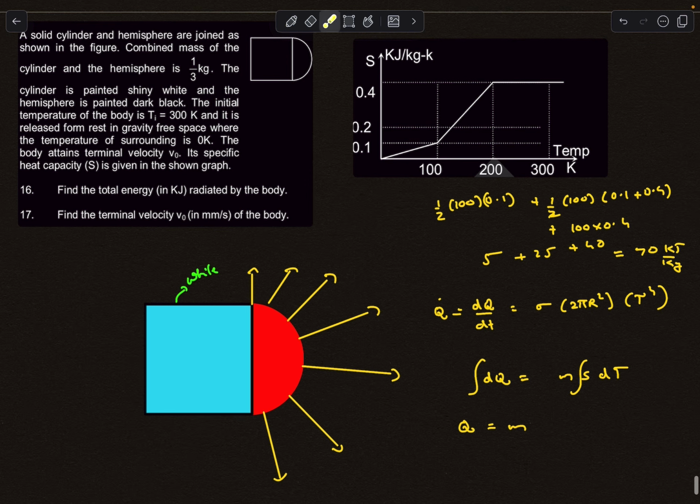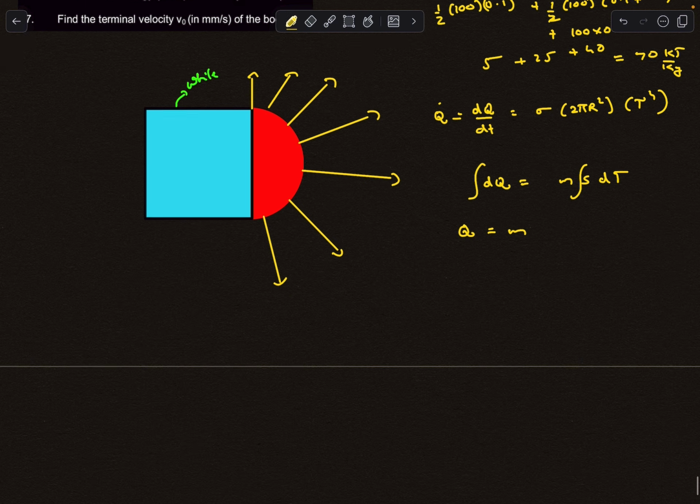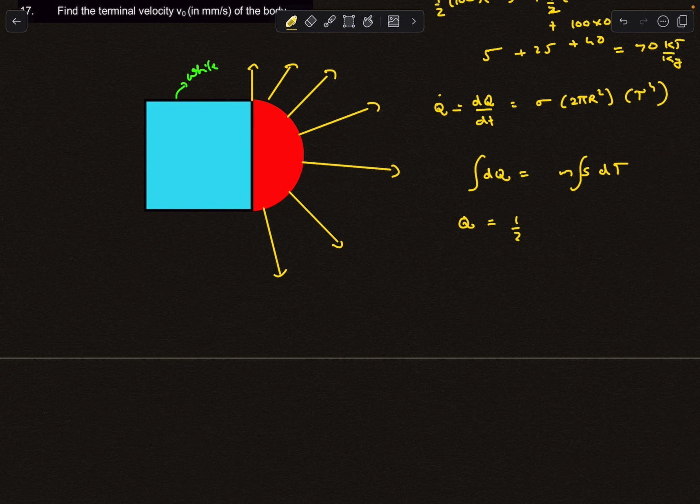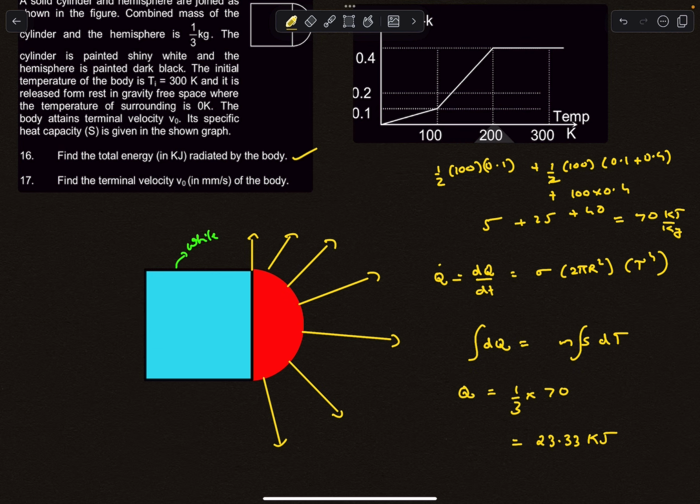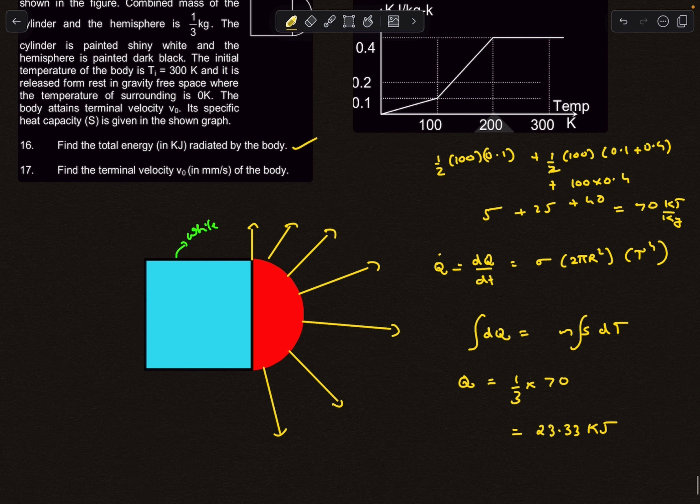Mass of the solid is given to be 1 by 3 kg. So Q comes out to be 1 by 3 multiplied by 70, which is nothing but 23.33 kilojoules. So this would be the answer to the first problem. That is the total energy radiated by the body. Okay, so now let's talk about the terminal velocity part.